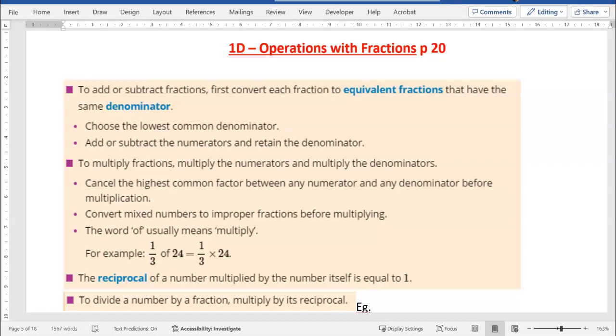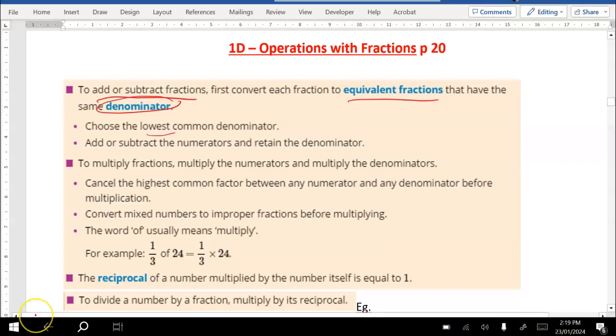Operations with fractions. If we're going to add or subtract fractions, then we have to convert each fraction to an equivalent fraction that has the same denominator. I'll show you an example of that in a bit, but you've got to be comparing apples to apples, so they've got to have the same bottom number. So we'll choose the lowest common denominator and add or subtract the numerators.